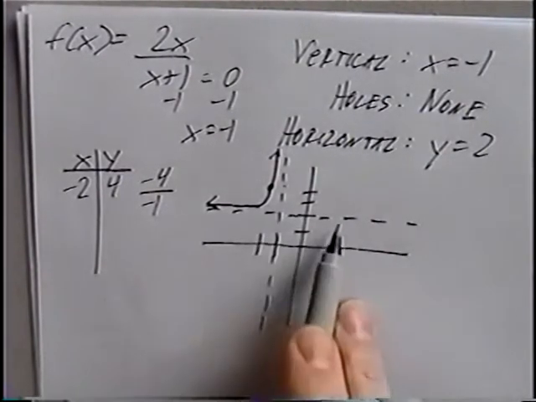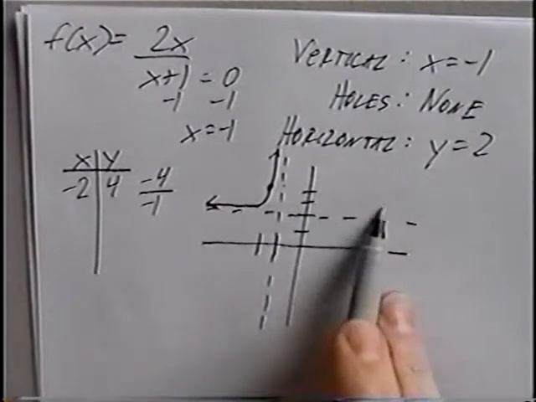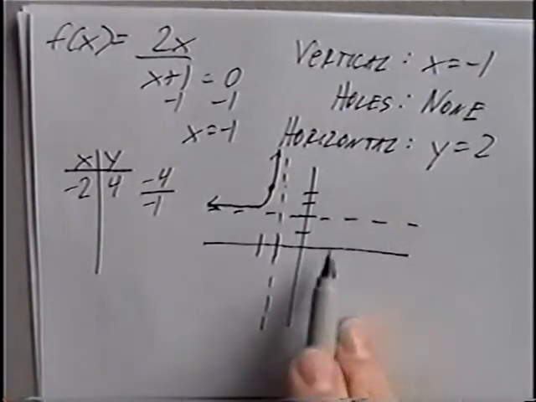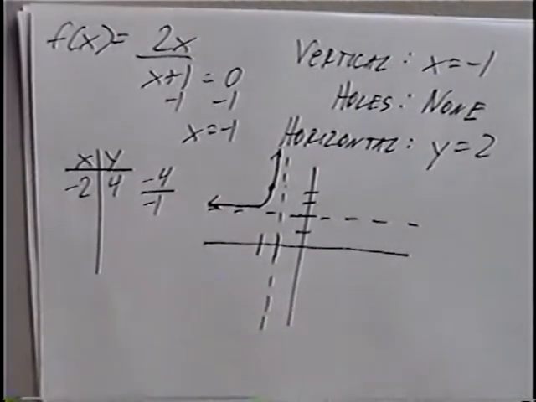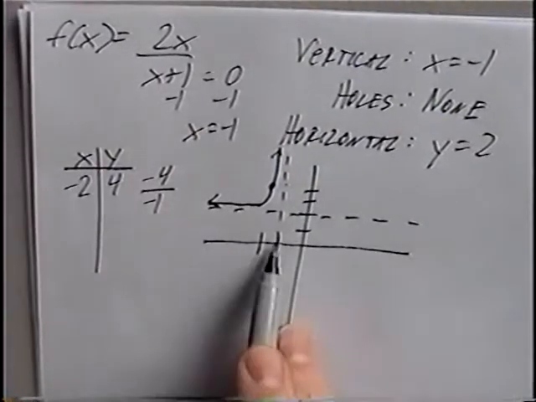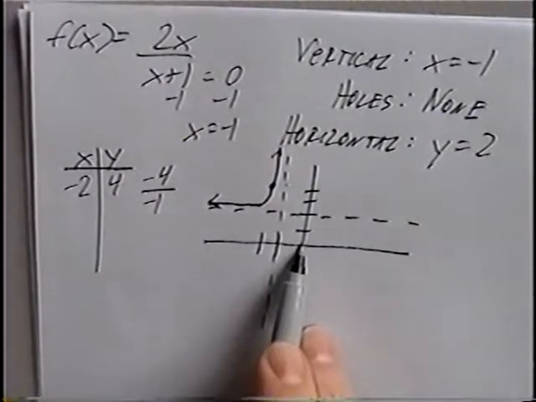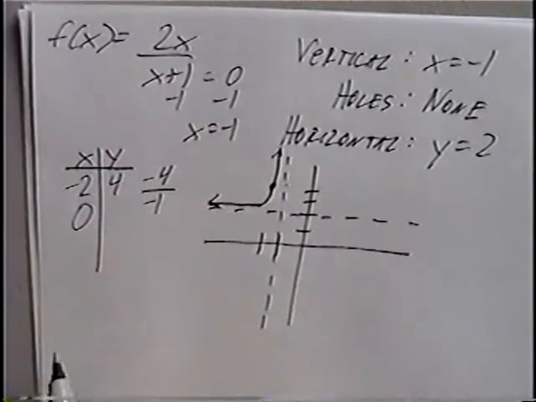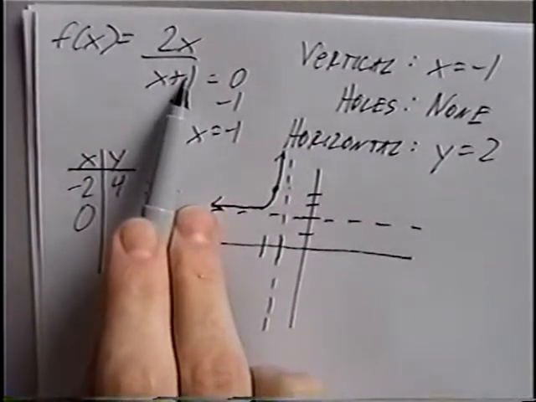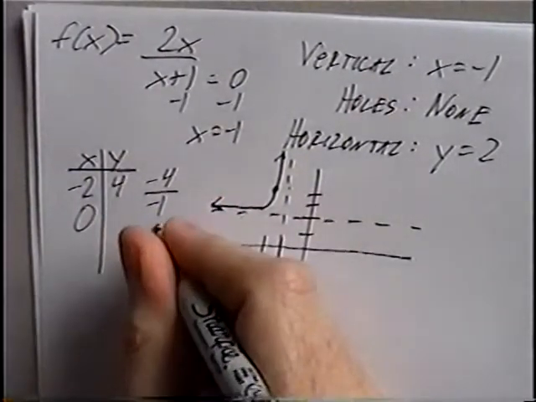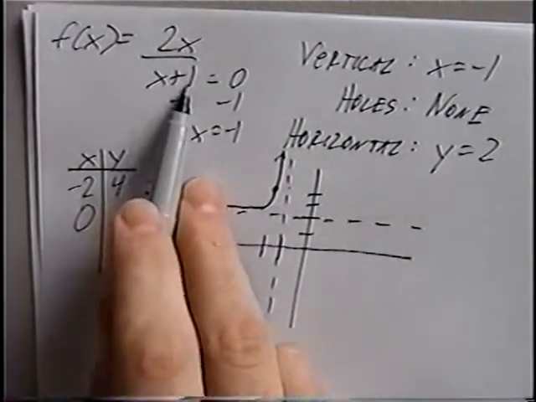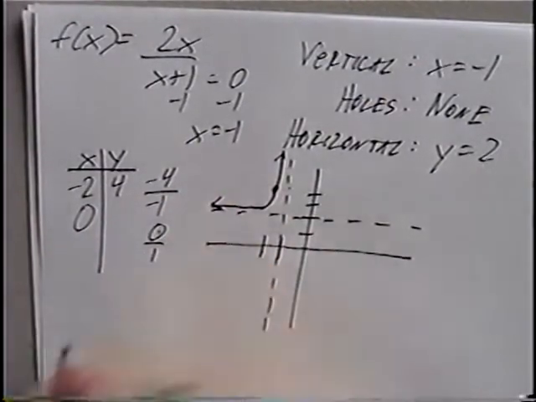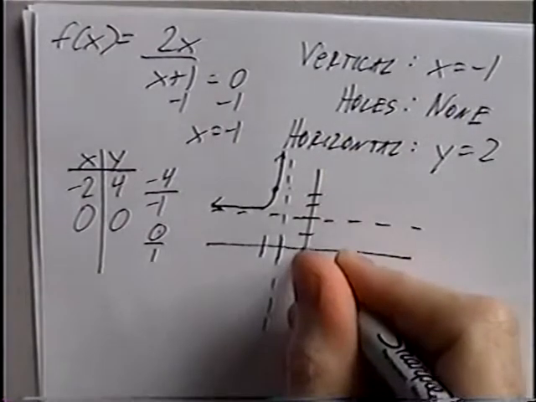And then we'll have the same thing on the right side of the graph. The curve will either be on top or it will be on the bottom, and you have to pick another point for the t-table. X equals negative 1 is the asymptote. We can pick a point to the right, which would be 0. Plug 0 into the original equation. 2 times 0 would be 0. 0 plus 1 would be 1. 0 over 1 would be 0. So our point is 0, 0.